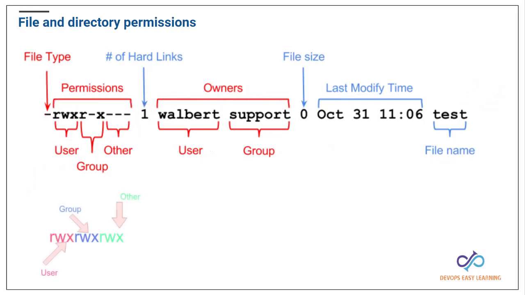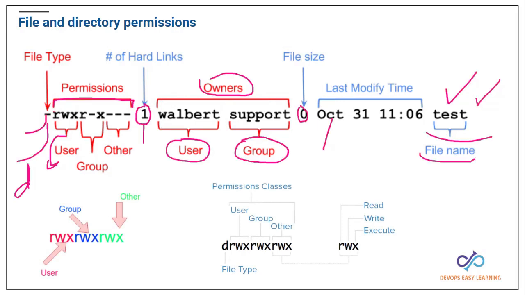As you can see here, we have read, write, execute. This is the permission of the user. This one is the permission of the group. And this one is the permission of others. D here means it is a directory. Hyphen here means it is a file. Those are just called permission. In Linux, we have three types of permission: read, write, and execute.